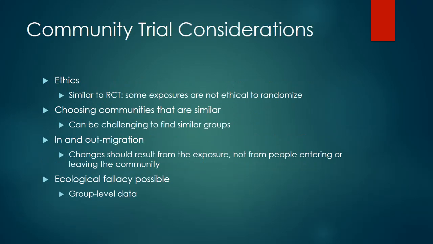We still need to consider the ethical factors that we would consider in a randomized trial and a group randomized trial. The major challenge with doing group or community trials is finding communities that are similar enough to compare them. So again, we're randomizing whole groups of people, and so it can be challenging to find groups that are similar in other characteristics that could reasonably serve as comparisons.